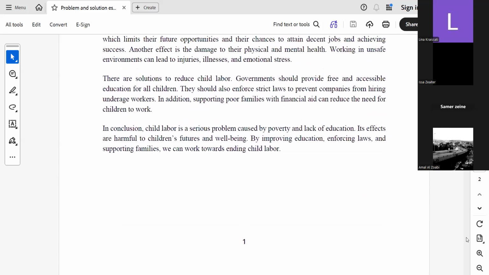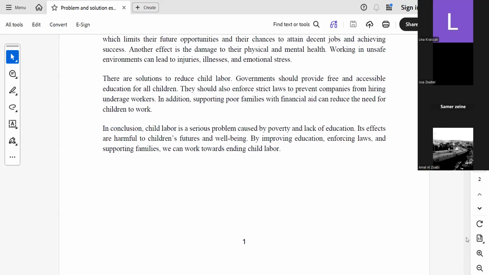Yes. There are solutions to reduce child labor. Governments should provide free and accessible education for all children. They should also enforce strict laws to prevent companies from hiring underage workers. In addition, supporting poor families with financial aid can reduce the need for children to work. So, two suggested solutions. The first one is free and accessible education.